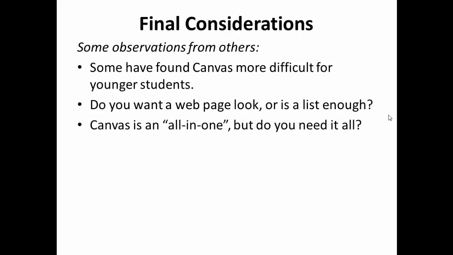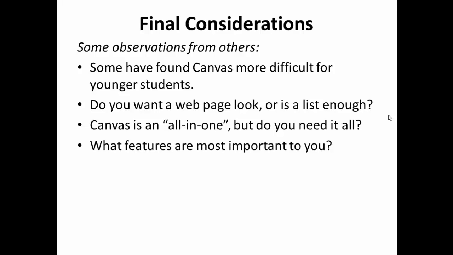Canvas is an all-in-one program, but do you need it all? Maybe you just want to be able to post some assignments and quizzes and some announcements every now and then. What features are most important to you? So you need to compare the features for both of these programs and give them a test run and see what works best for you. One of Canvas' strengths would be the SpeedGrader option, where you can create your rubrics, click in, and quickly grade assignments. But collaboration is stronger within Google Classroom.